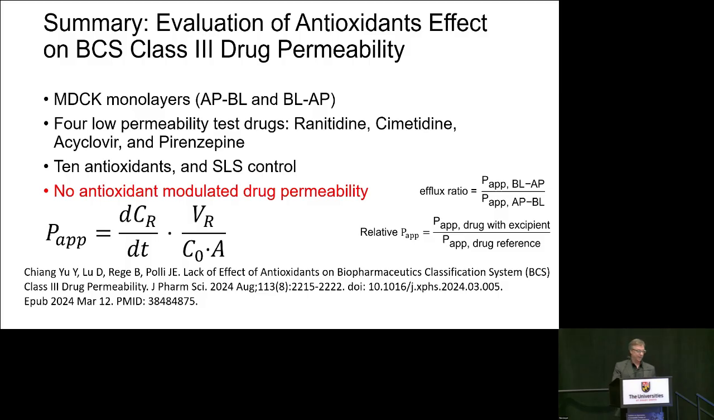And then we calculated a permeability value, which is shown there. Other metrics that we looked at were ratios. We looked at the efflux ratio, the basolateral to apical permeability versus the apical to basolateral, since we did it in both directions, and also the relative permeability in the presence of excipient as well as the absence of excipient. All this is published in that article at the bottom.